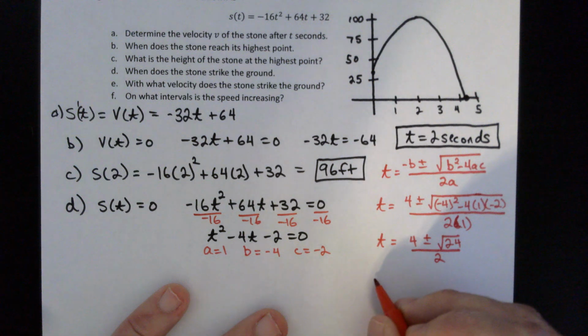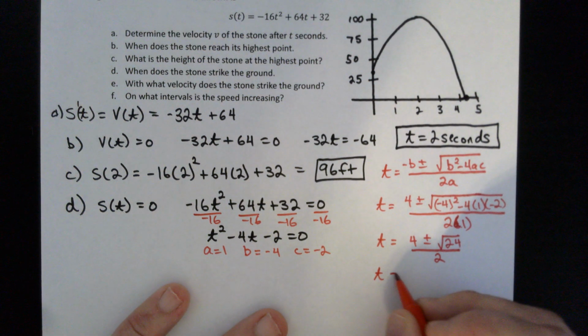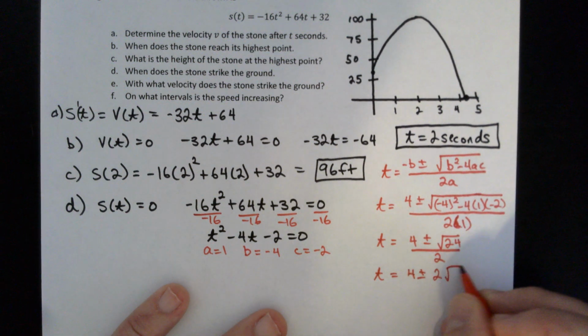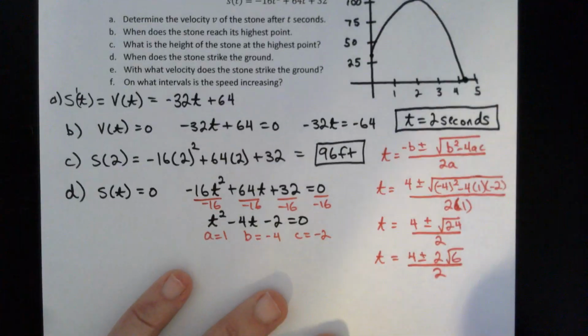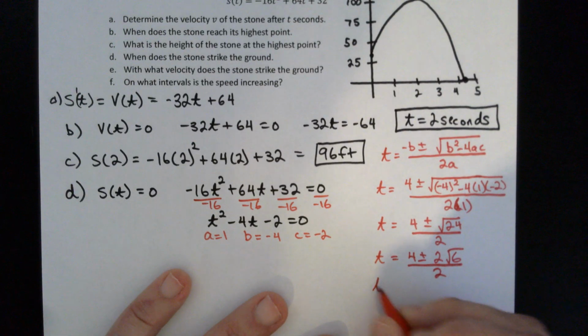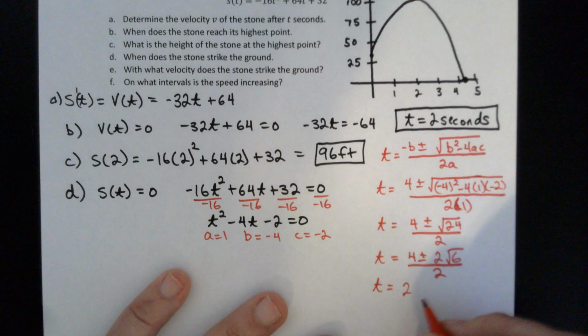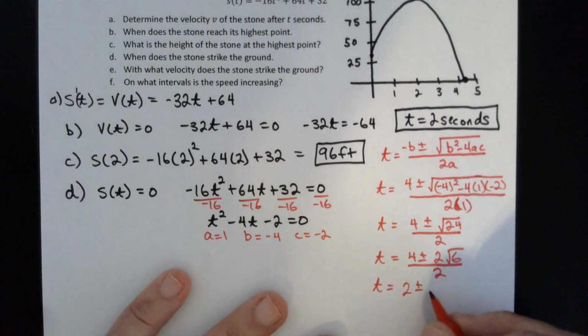That 24 will become 2 square roots of 6. So 4 plus or minus 2 square roots of 6 over 2. And now I can divide these two separately by the 2. So I get t is equal to 2, that's 4 divided by 2, plus or minus, and then this 2 cancels, leaving a square root of 6.